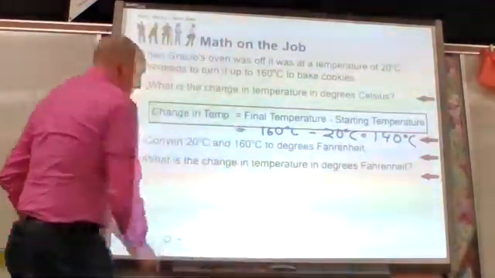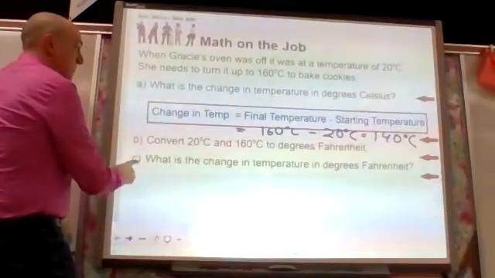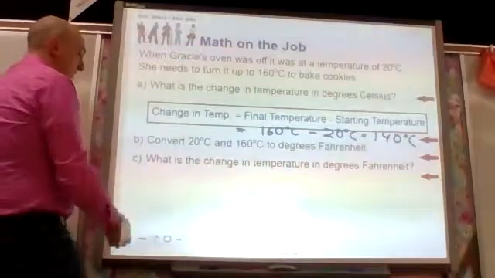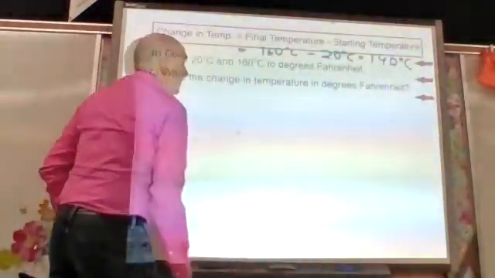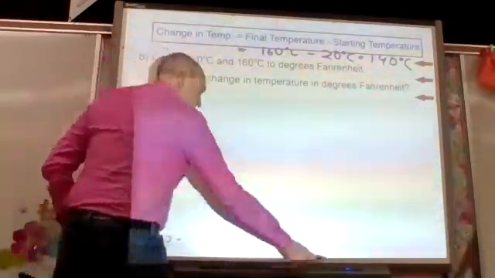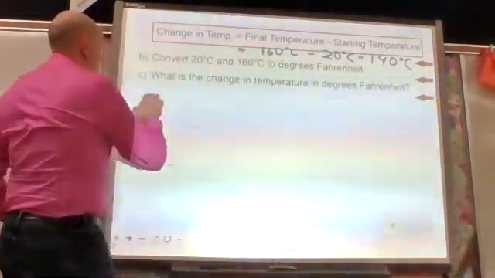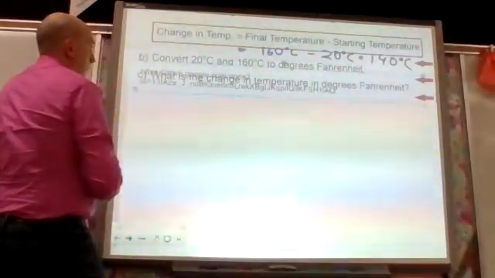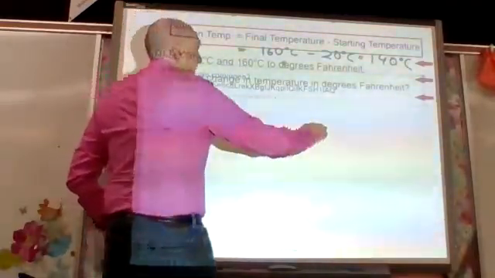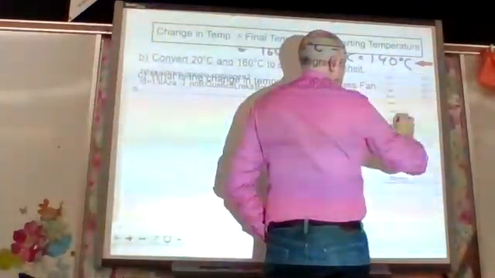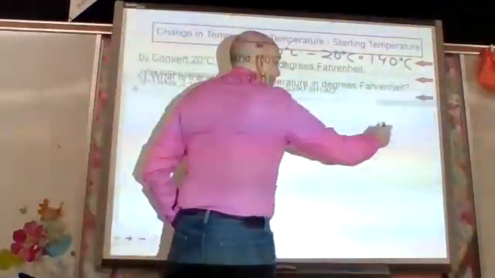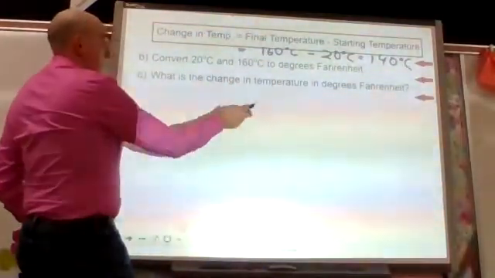Next part of the question asks us to convert 20 degrees Celsius and 160 degrees Celsius to degrees Fahrenheit. Just extend this page. So I'm going to use the same formula I had the other time. I think I still have it in my clipboard. I do not, so that's not going to work. Let's back up a little bit here, delete this. See if I can remember it properly. Okay, so change in degrees Fahrenheit.